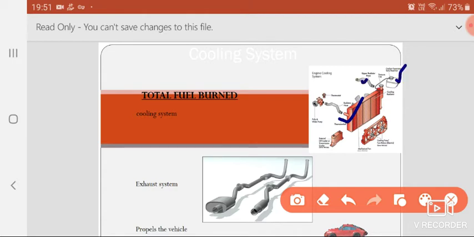There is an upper hose through which the fluid comes in. There is a lower hose through which the fluid goes out. Fluid means coolant. Remember, in the radiator, hot coolant is coming from the engine. That's coming to the upper hose, coming here. There is an expansion tank. Expansion tank means just a small reservoir kept beside the inlet of the radiator.